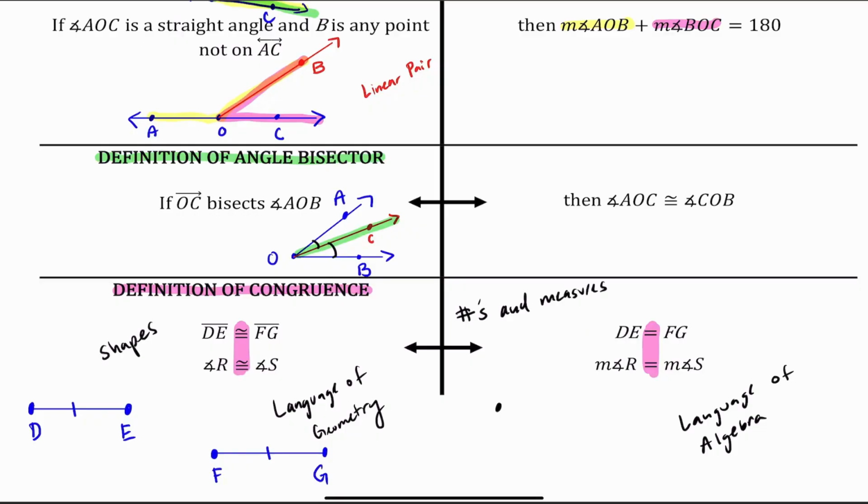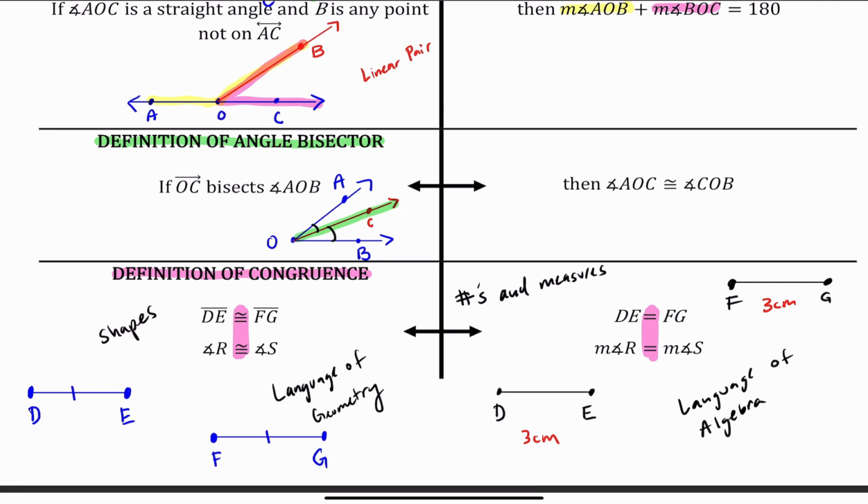So here's segment DE. And the measure of this segment will be 3 centimeters. And here's segment FG. So this will also be 3 centimeters. So the measure of this segment is equal to the measure of that segment, which is DE equals FG. We are dealing with numbers, so this is all in the language of algebra.